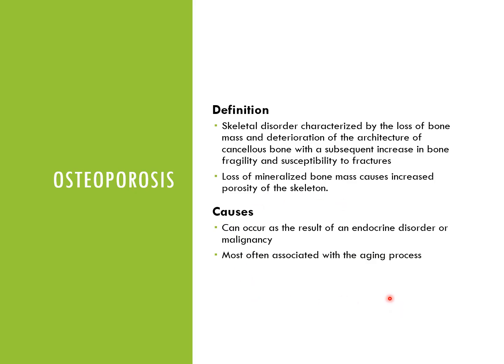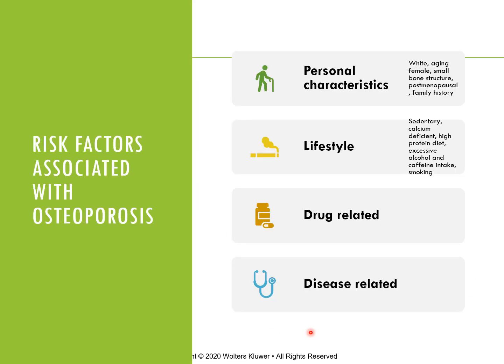Osteoporosis can occur as the result of different endocrine disorders or malignancy. We see risk of osteoporosis with things like long-term use of corticosteroids. So there are some non-aging related causes of osteoporosis, but the most common cause and the most common thing it's associated with is the aging process. So osteoporosis is a metabolic bone disease. It's characterized by an overall loss of mineralized bone mass, causes the bones to become more porous, and it causes people to become susceptible to fractures.